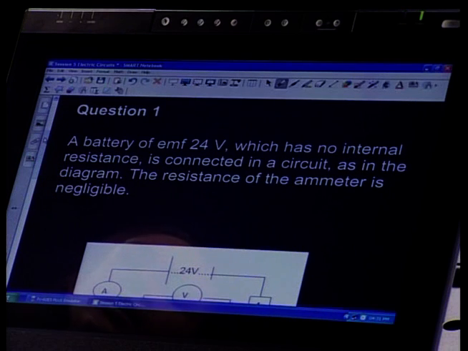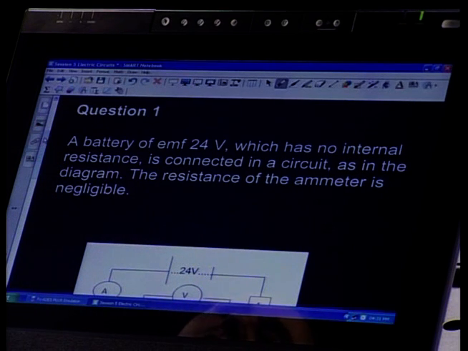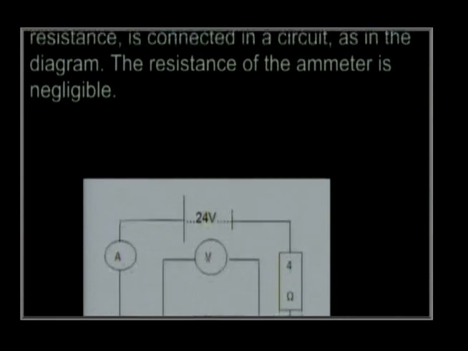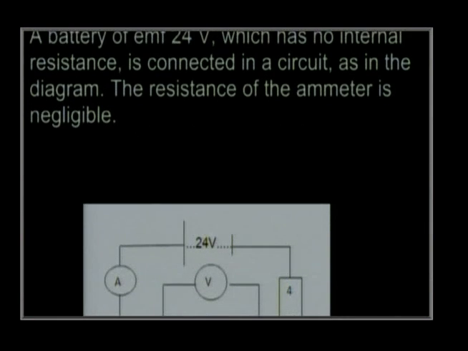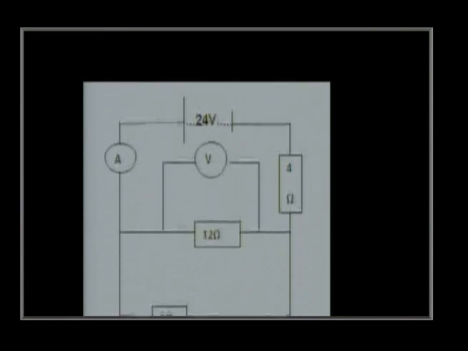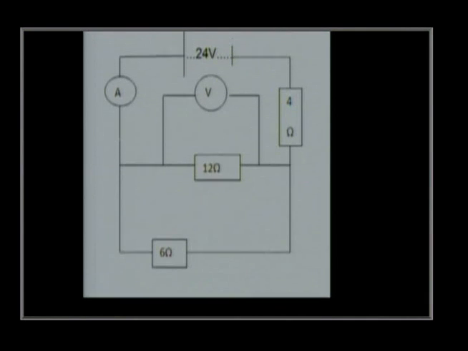Question 1. They tell us that a battery with an EMF of 24 volts has no internal resistance. You would have noticed that we have not covered internal resistance. That forms part of a later topic. It is connected in a circuit as shown in the diagram, and the resistance of the ammeter is negligible. Remember over here, ammeters have a very low resistance.